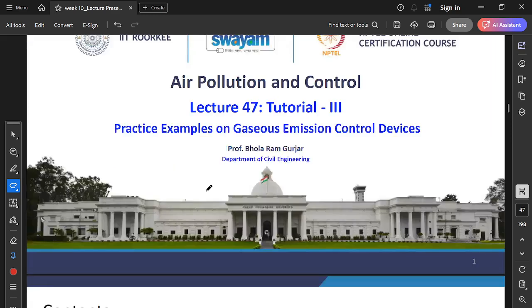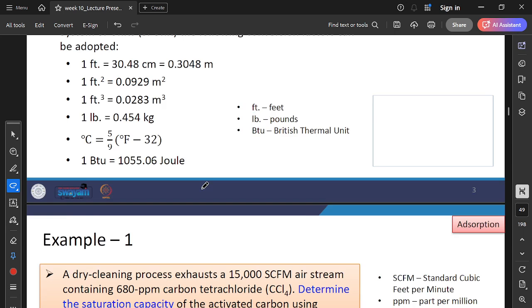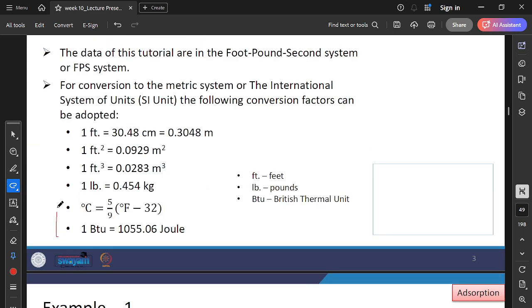So I'll move on to the next problem, with absorption, oxidation, and condensation. The first question is related to these conversion factors. 1 feet is 0.3 meter, 1 feet square is 0.09 meter square. This is a rough calculation you can note down. 1 feet cube is 0.028 meter cube. 1 pound is 0.45 kg. For easy conversion, 1 degree Celsius is 5 by 9 times (degrees Fahrenheit minus 32). And 1 BTU, British thermal unit, that is a calorific unit, you can take as 1055.06 joules.